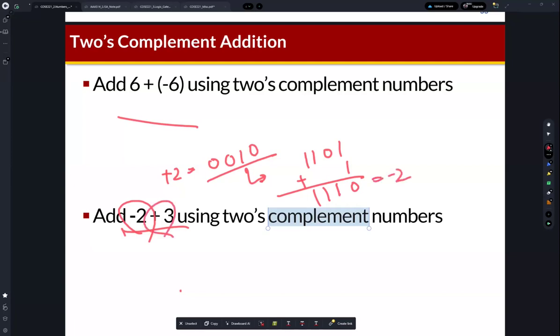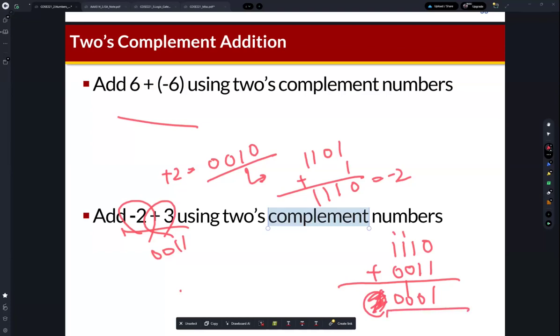And then plus 3 is 0011, right? So we can just add 1110 plus 0011. The result is 10001, but we just remove this leading one. So the result is 0001. What is the result? It's plus 1. Correct, right? So you can observe that if we use the two's complement number and apply the same add operations to it, then we can get correct answers.